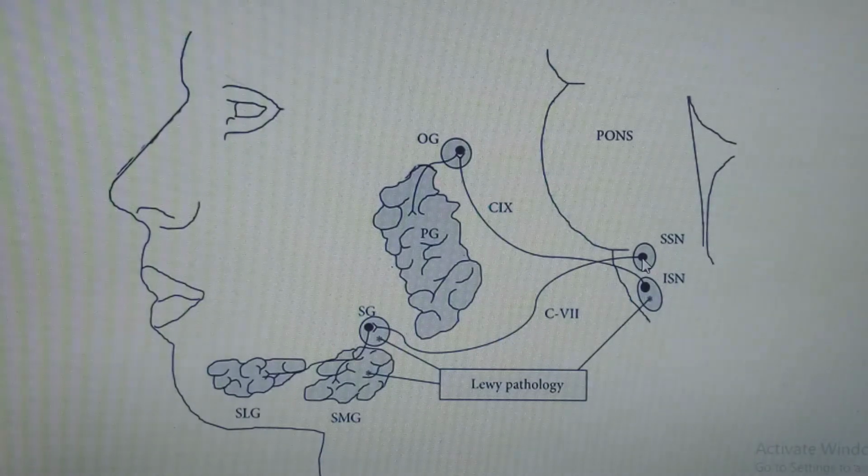So we have the superior salivatory nucleus and the inferior salivatory nucleus. In its course, the superior salivatory nucleus decussates with the inferior salivatory nucleus.